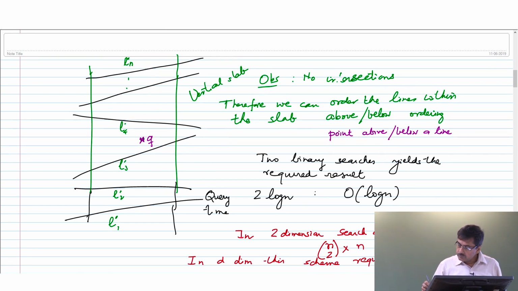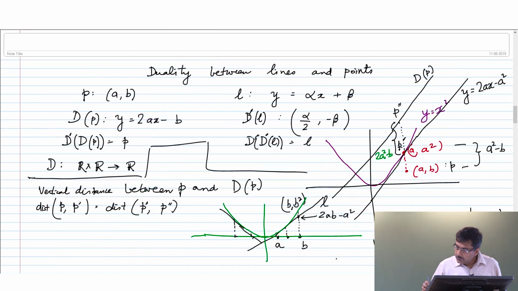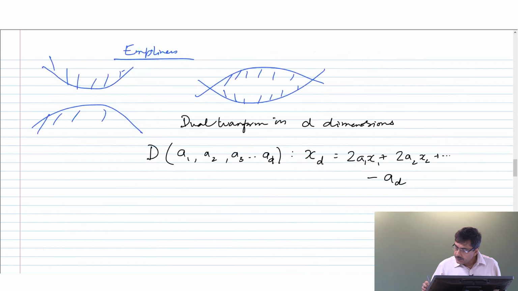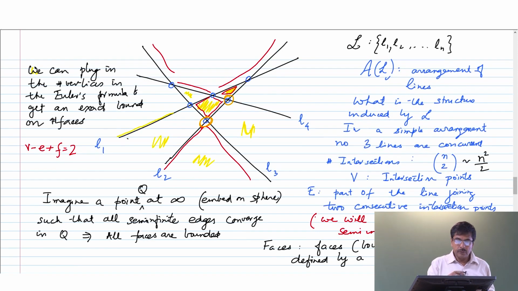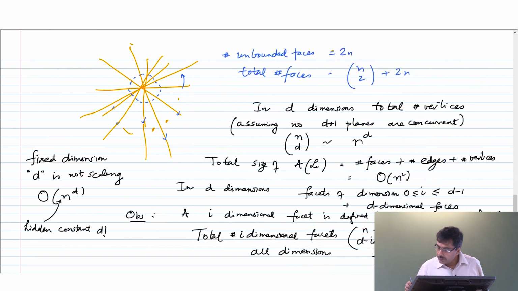Fine. So let me go back to the arrangement part. So higher dimensional arrangements are pretty much useless because it grows as n to the power d. Two dimensions is still fine. Okay. Now what else are we interested in an arrangement? Okay. Let's look at that. So okay, maybe I should redraw the diagram. Okay, just a minute. So let me again redraw some diagrams.